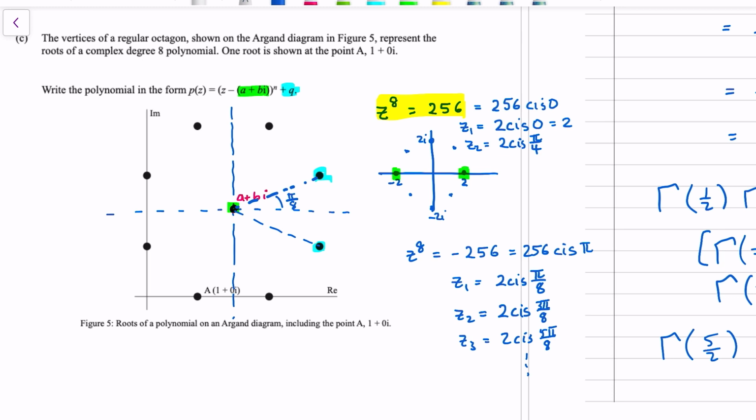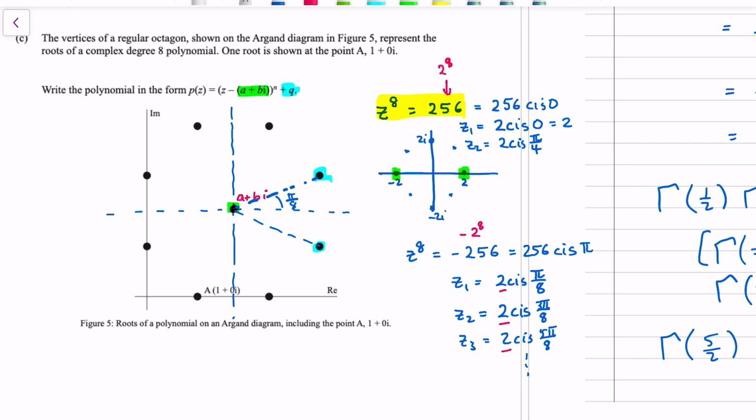Now, the q is going to relate to the radius of the points, how far away they are, because 256 here is 2 to the power of 8, and 2 was our real solution. And the only difference with the other one was that this was minus 2 to the power of 8, so our radius was still 2. All the solutions were still 2 away. Okay, so we've got two things to find now. We've got the radius and we've got the center.